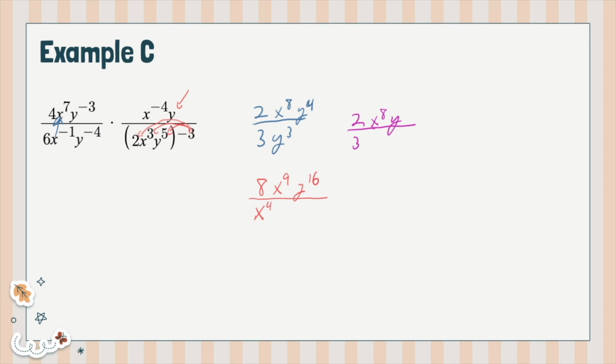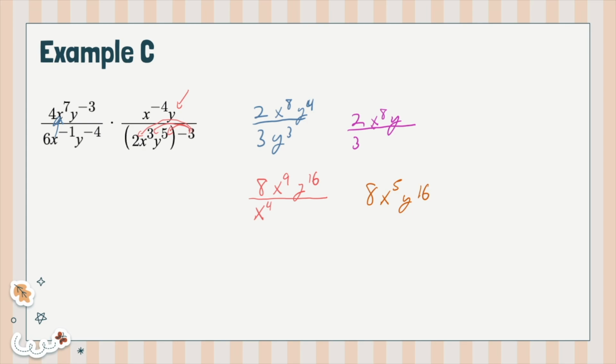So now this fraction, again, is not simplified because now we need to do subtraction with the x's. So x to the 9th minus x to the 4th. X to the 9th is bigger than the 4th, so it's going to stay on top. And when we simplify this one, we're going to end up with 8 x to the 5th y to the 16th. All right, so now that we have our two fractions reduced, or our two sides reduced, now we can multiply them together.